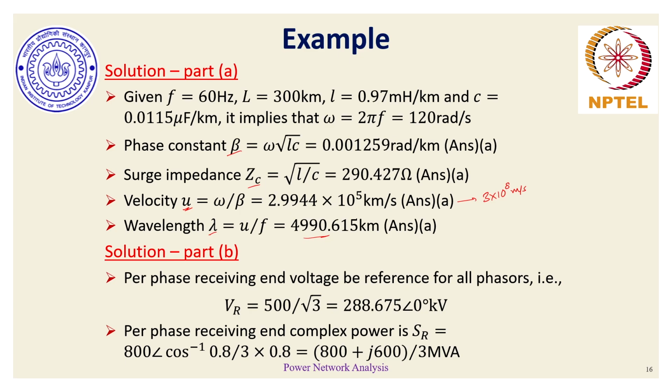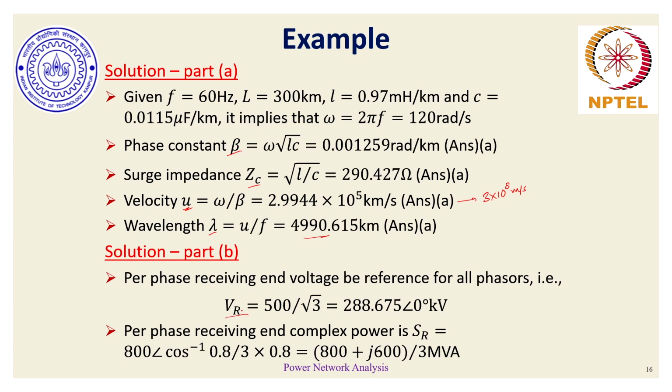If we measure the distance from north to south or east to west, the entire transmission line need not have this particular wavelength. In fact, the line lengths are much smaller than the actual physical wavelengths. For part B, the receiving end voltages are given, so we choose that as a reference.